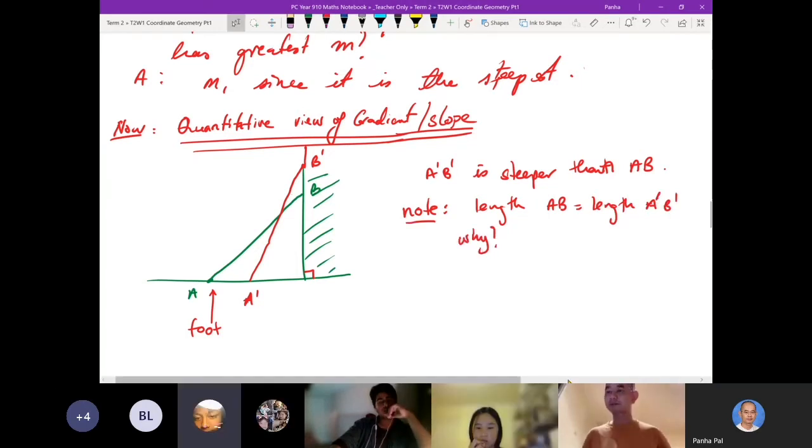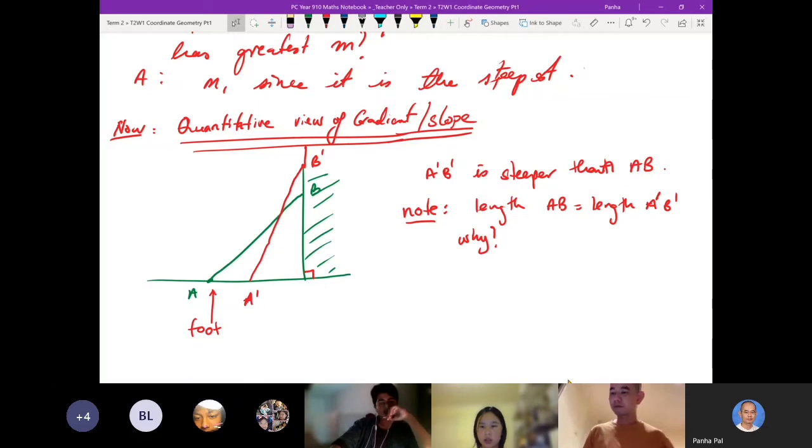Oh, Ariel? Because the ladder was moved forward. Yeah, what you're trying to say is the same ladder.